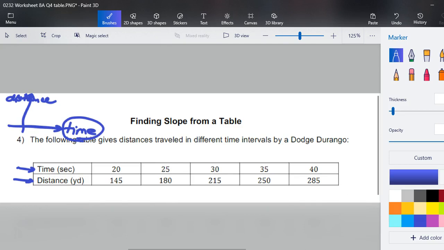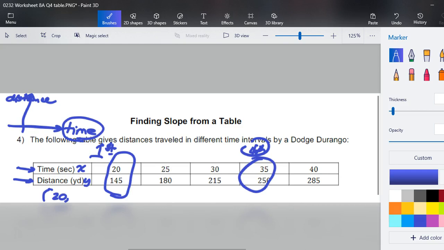Part A asks us to write the points in the first and fourth columns, and it wants us to write them as ordered pairs. So this first one would be written as, oh wait, hang on, I need to do one more thing. This is my x, this is our time, and this is our y. If that's the case, our first coordinate would be 20, 145, and our fourth column coordinate would be 35, 250.